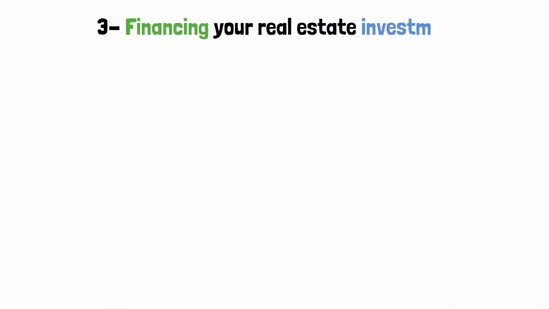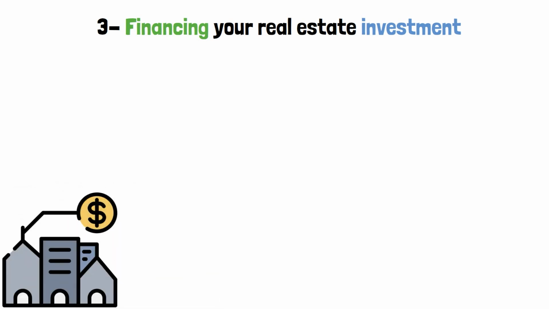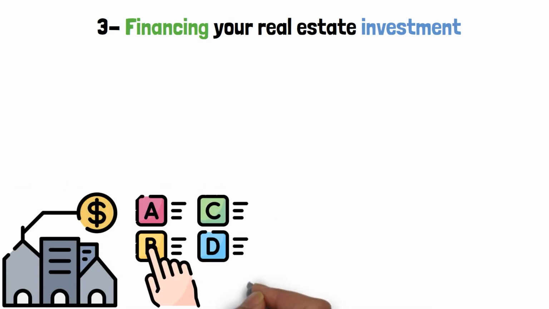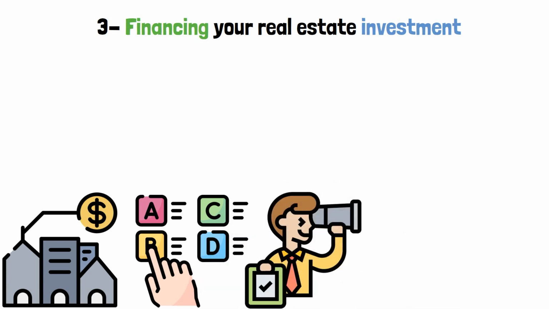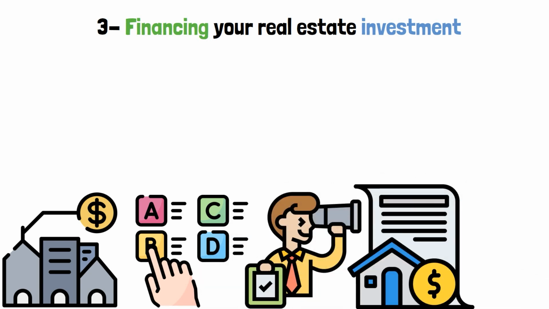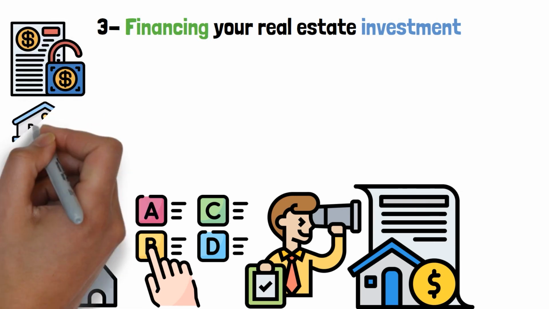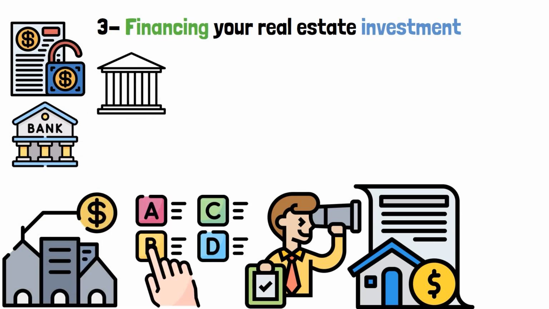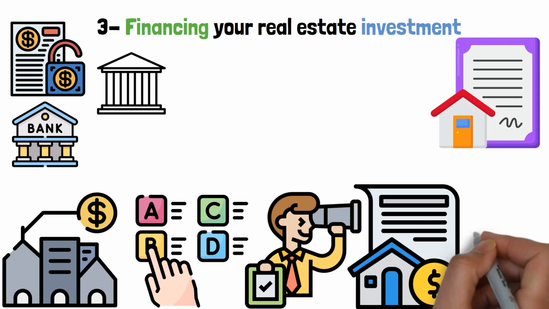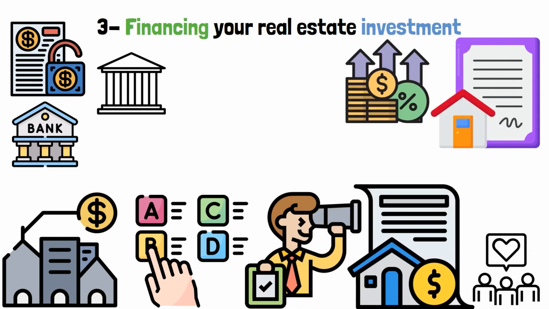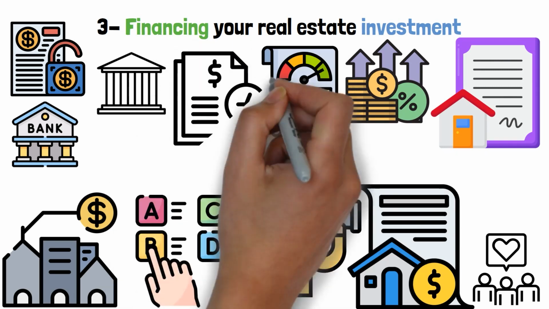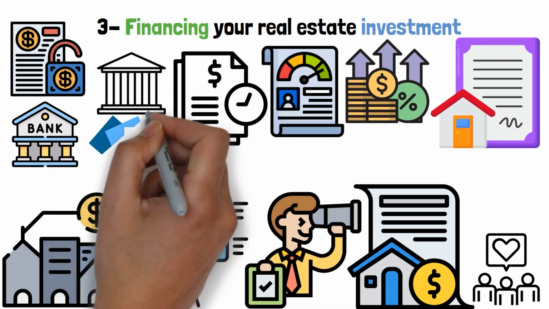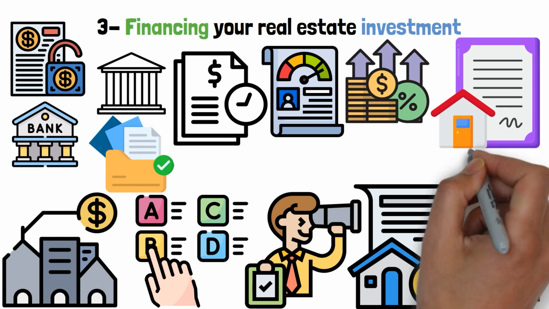Number 3. Financing your real estate investment. When it comes to financing your real estate investment, there are several options available, and it's important to find the right fit for you. Let's dive into it. One common choice is a traditional mortgage, where you secure a loan from a bank or lending institution using the property as collateral. It's a popular route and can offer competitive interest rates. However, it's important to have a good credit score, a solid financial history, and the necessary documentation to qualify. Plus, you'll need to have a down payment ready.